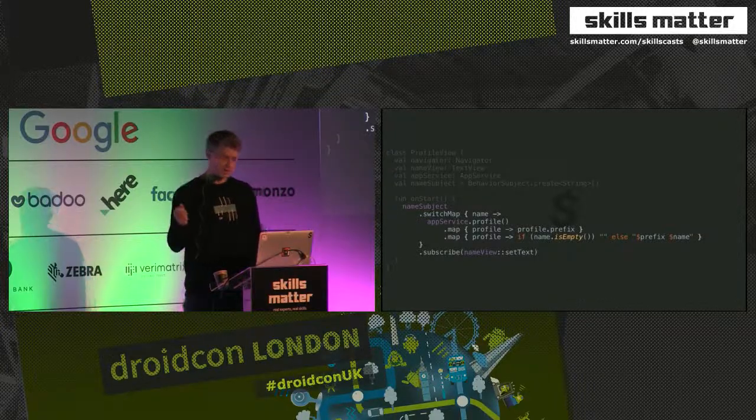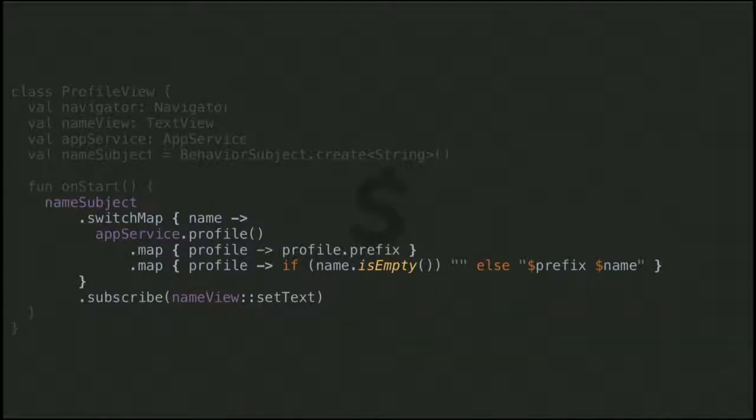So first on the onStart, there was a name subject. So every time a new event is emitted, we switch map, call the profile. From the profile, extract the prefix, and then mix them both. If the name is empty, we don't do anything. Otherwise, we put the prefix before it. And we subscribe, so it updates the text view we have.